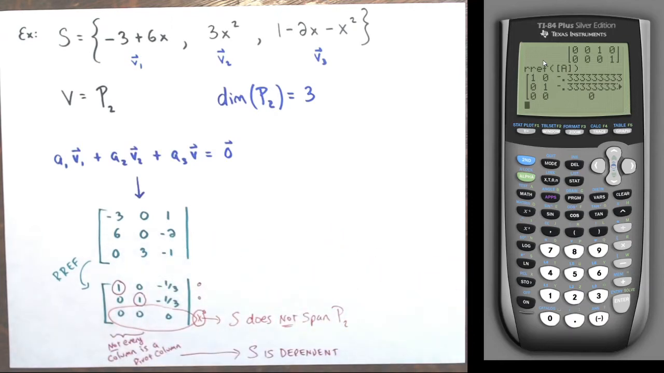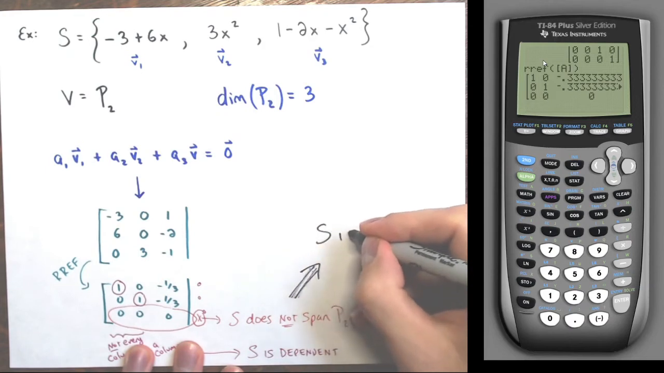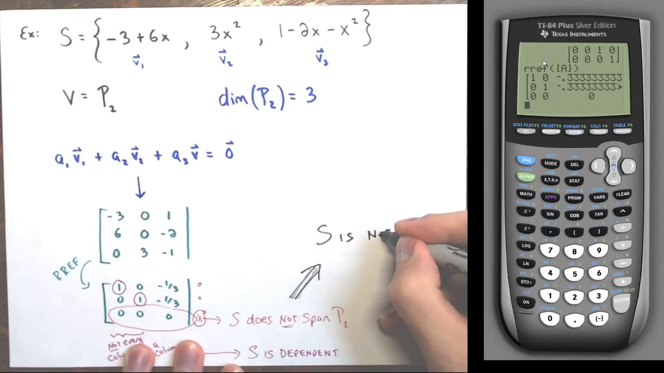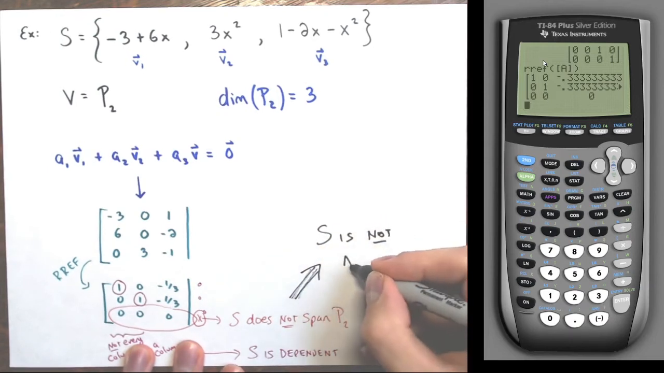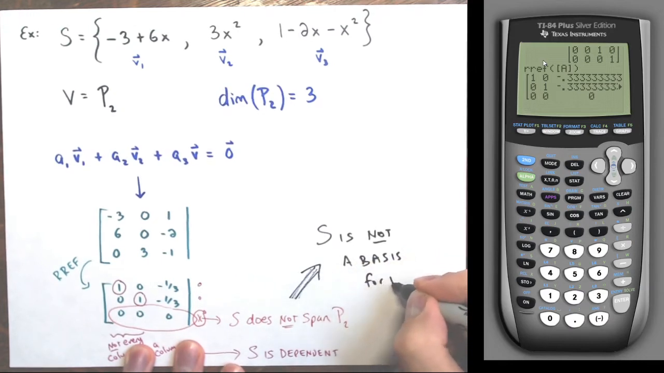So either way I look at the coefficient matrix in reduced row echelon form, from either one of these, I'm seeing that S is not a basis for P2.